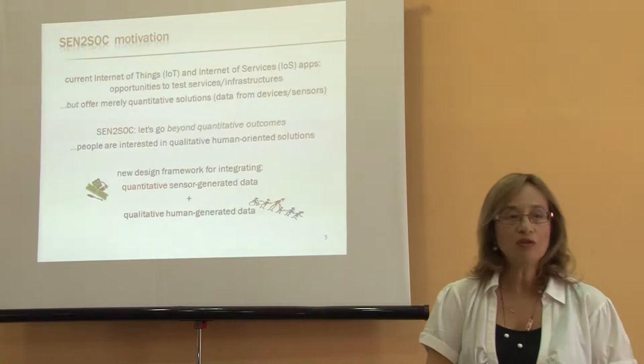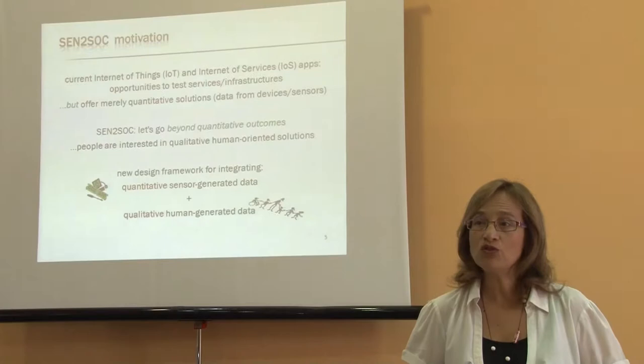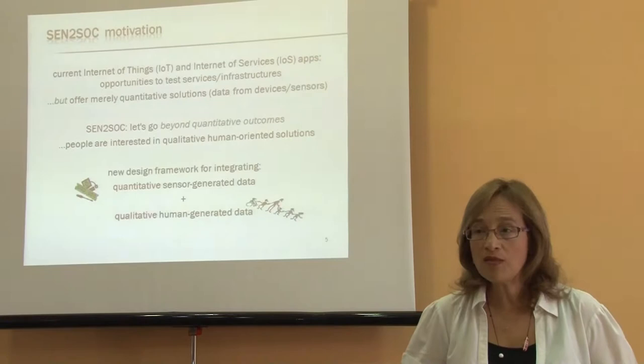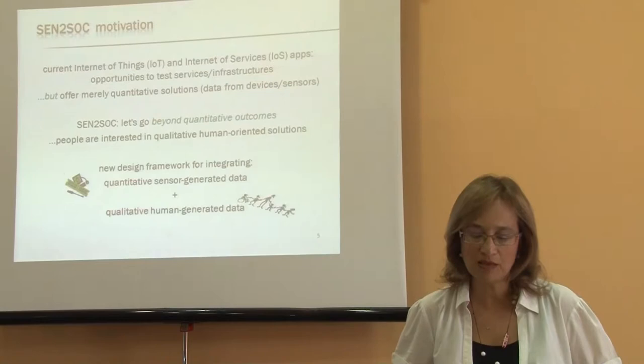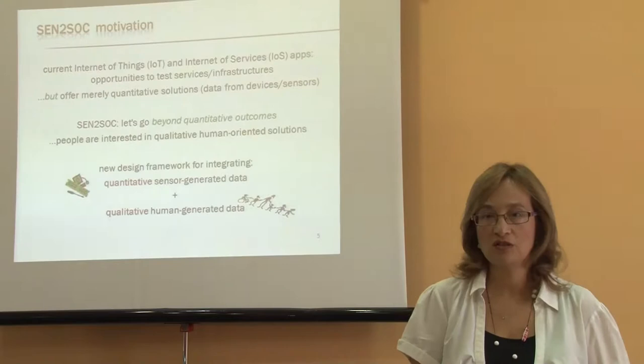Now the motivation, of course, was that we have quantitative results, we have numbers coming out of the sensors, but the question is, how do people react to those numbers? How do people perceive the humidity and the temperature in the city? And whether there are issues where both humans and sensors can integrate and help each other, let's say, in order to build smarter applications. So the effort was to go to qualitative results and not just quantitative results. Quantitative comes from the sensors themselves, and qualitative comes from the human-generated data.